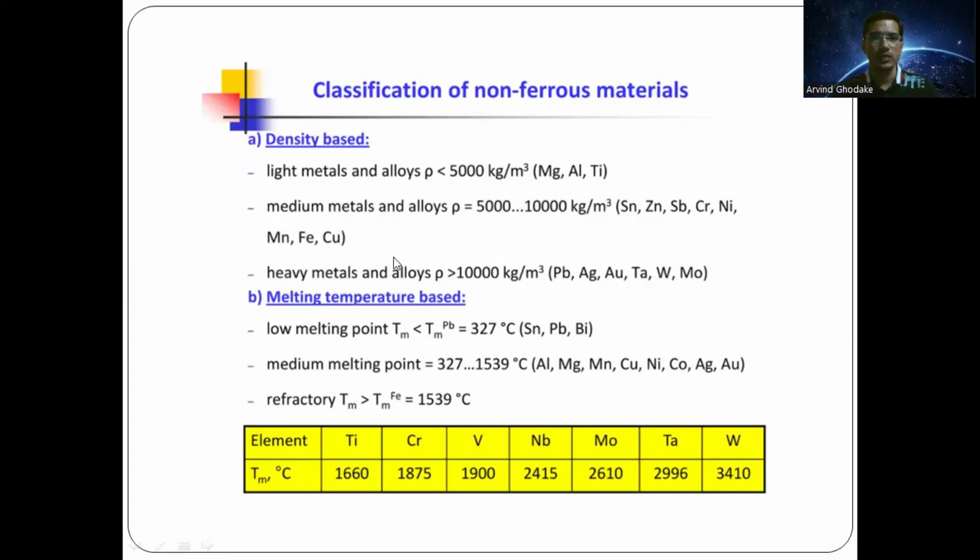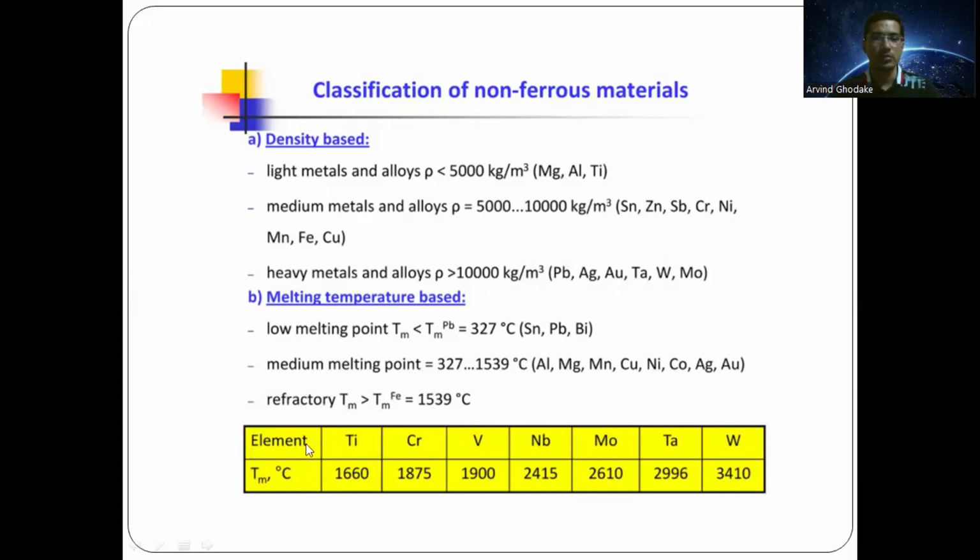The next classification of non-ferrous materials is based on the melting temperature. First is low melting temperature, where the melting temperature Tm is less than or equal to 327 degrees Celsius. Sn, Pb, and Bi are the examples. Then medium melting temperature, where the temperature lies between 327 and 1539 degrees Celsius, like aluminum, magnesium, manganese, copper, nickel, cobalt, Ag, Au. These come under the medium melting point non-ferrous materials. The third one is the refractory non-ferrous materials, having a melting temperature greater than 1539 degrees Celsius.